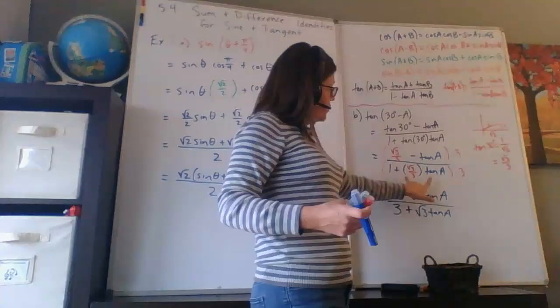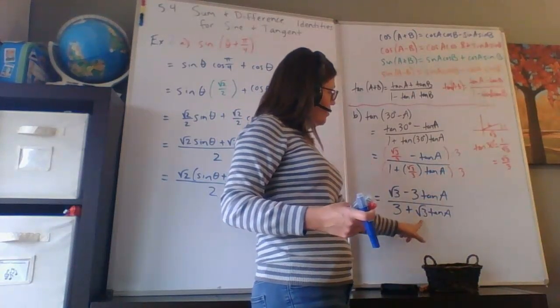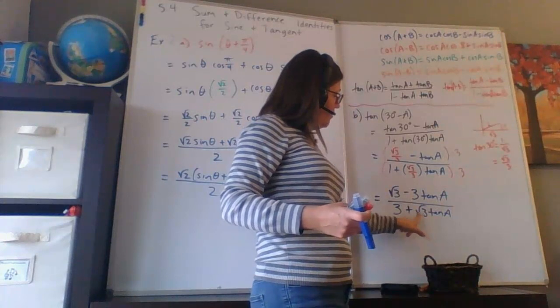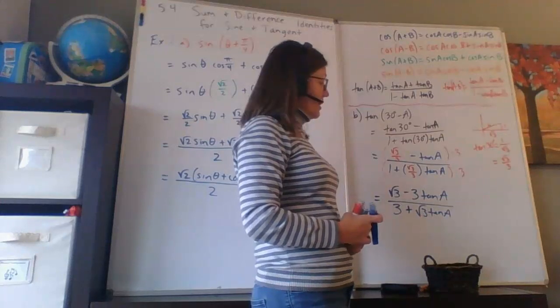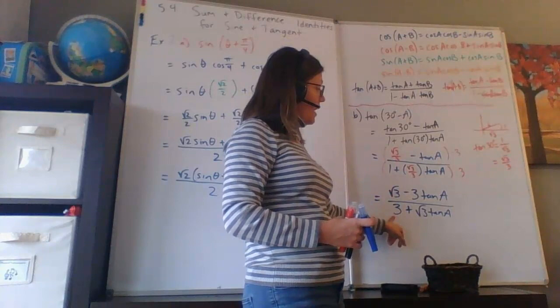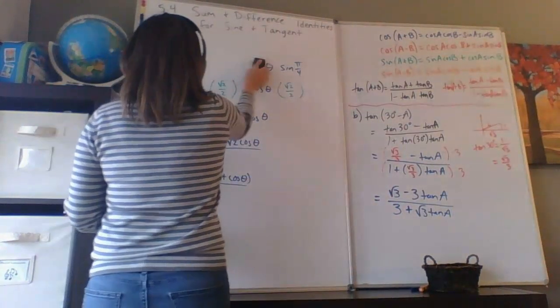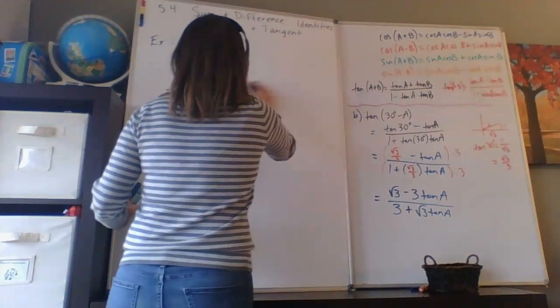So when the 3 distributes to this first term, the 3's cancel, and we're only left with rad 3. Then the 3 distributes to the second term. The 3 distributes to the 1, but also when it distributes to this term here, the 3's cancel. So we're left with 3 plus rad 3 tangent A. Our final answer is rad 3 minus 3 tan A all over 3 plus rad 3 tangent A. Because of the tangent A in the denominator, it is acceptable to leave a radical in the denominator.